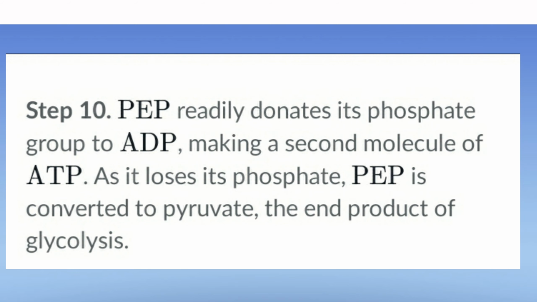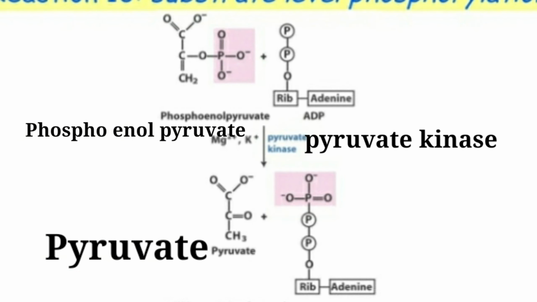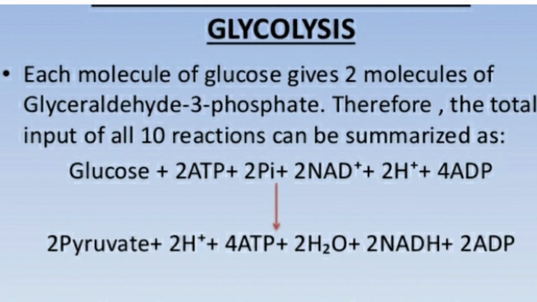So the phosphoenol pyruvate readily donates its phosphate group to ADP making a second molecule of ATP. As it loses its phosphate, phosphoenol pyruvate is converted to pyruvate, which is the end result of glycolysis. Here children, phosphoenol pyruvate is converted into pyruvate, which is the end product of glycolysis, with the help of an enzyme pyruvate kinase.